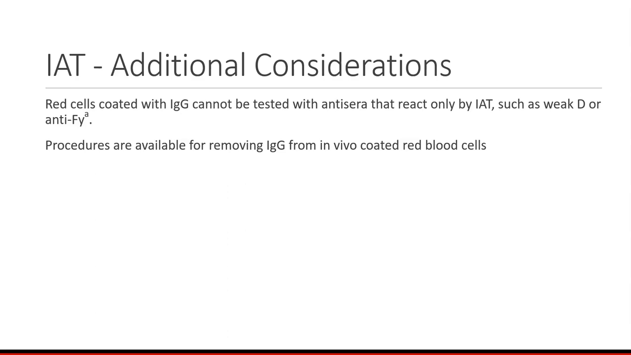Let's say that you have a baby that's born, the mom has anti-D, you test them for the D antigen, and you get negative, then you have to do the weak D test. Well, if the baby has a positive direct antiglobulin test, you will get a false positive weak D test. How are you going to know it's a false positive? Because your D control, which must be run in conjunction with the weak D test, will also be positive. Remember, the weak D control must always be negative.